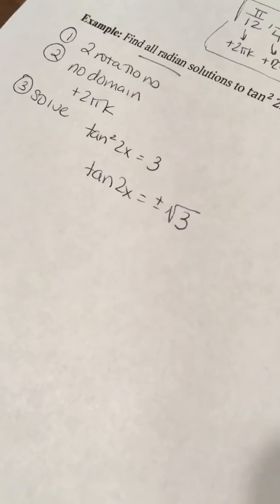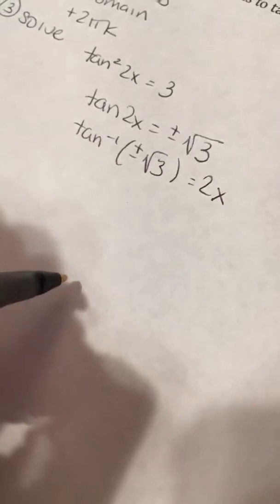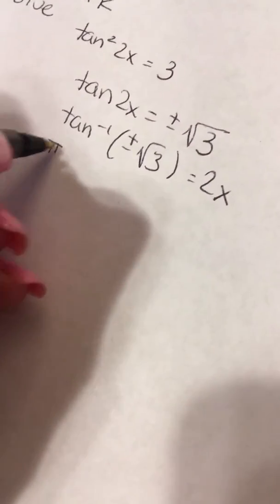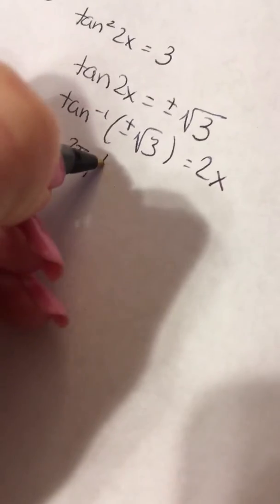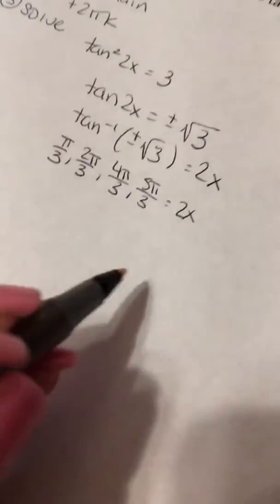That occurs at all of your pi over 3's. So we can say tangent inverse of plus or minus root 3 is equal to 2x. This is going to be all of your pi over 3's, every single one, because we need the pluses and the minuses. So pi over 3 in the first quadrant, 2 pi over 3 in the second quadrant, it would be negative here. 4 pi over 3 in the third quadrant, it would be positive. 5 pi over 3 in the fourth would be negative, is equal to 2x.